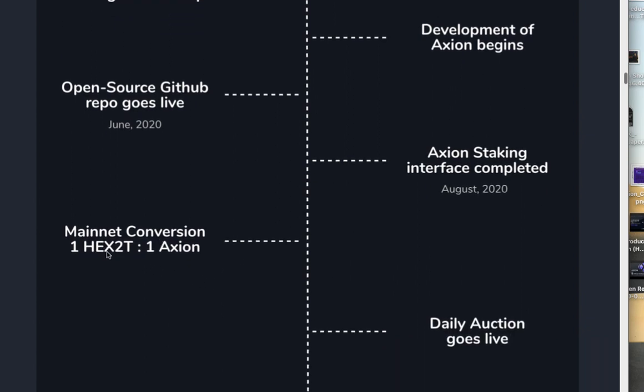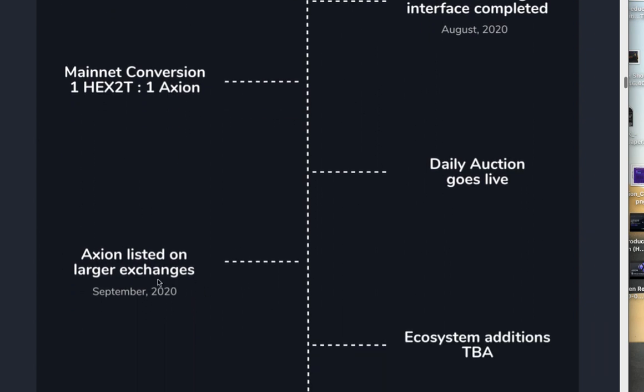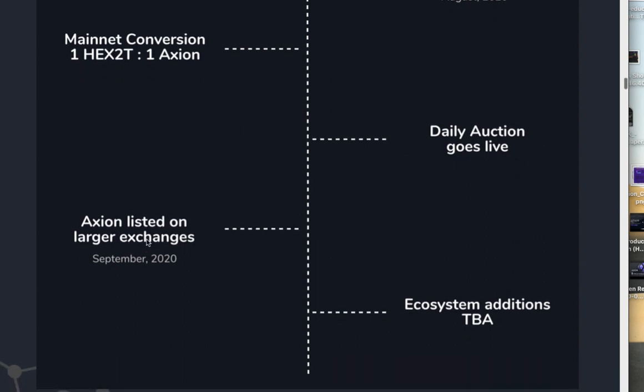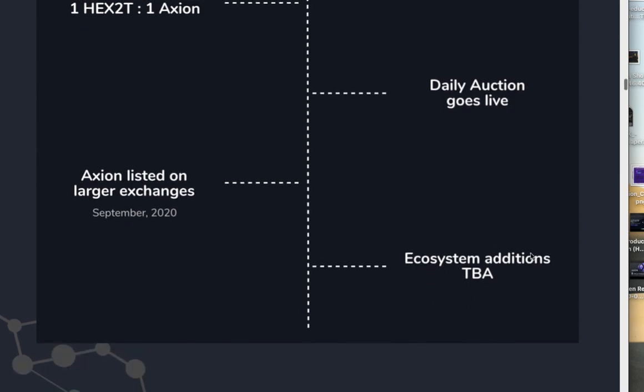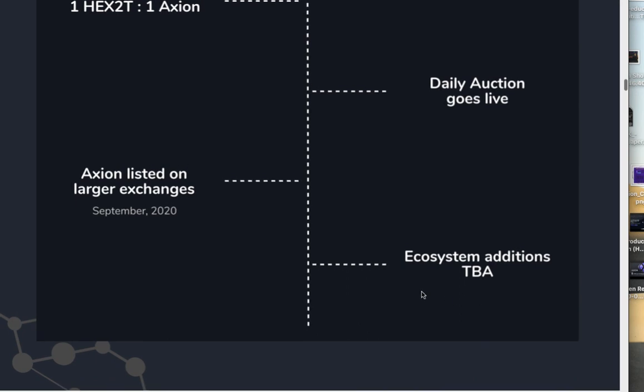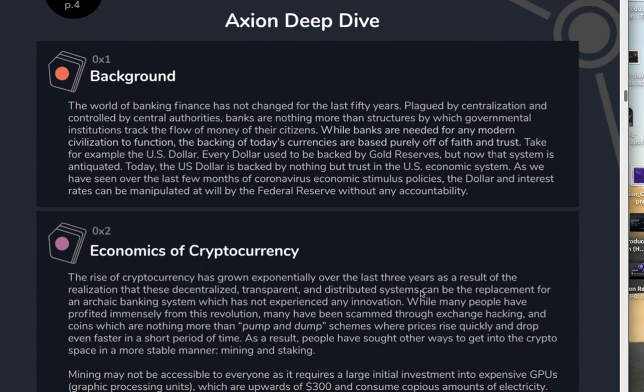Mainnet conversion, 1 Hex 2T to 1 Axion, so that's coming up. And daily auction goes live, so these two are imminent. Axion listed on larger exchanges, so these three will go together probably in September. So we're getting pretty close because it's already getting towards the end of September. Ecosystem additions, there'll be other businesses creating other utility value for the ecosystem. So let's get into an Axion deep dive.